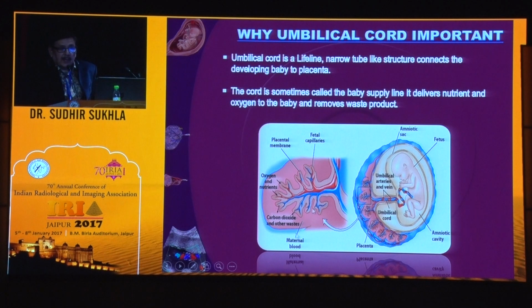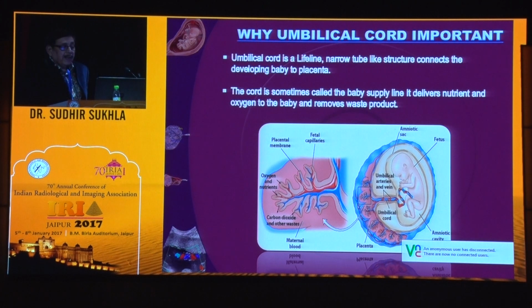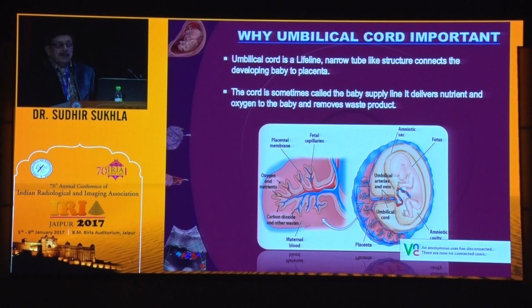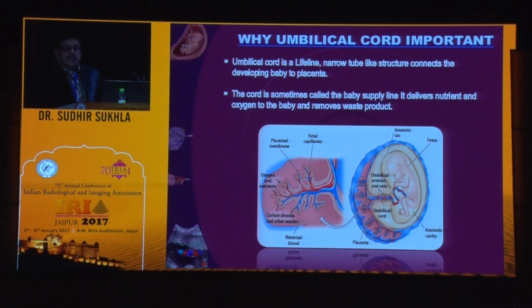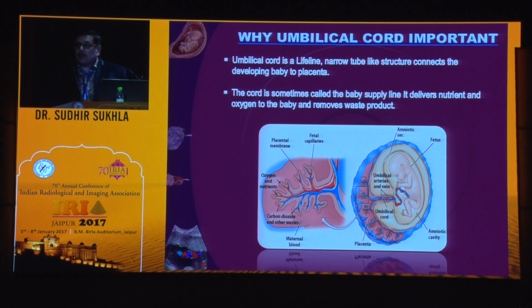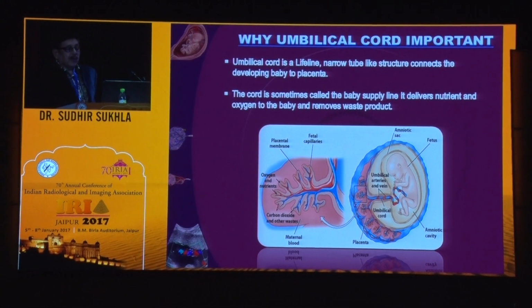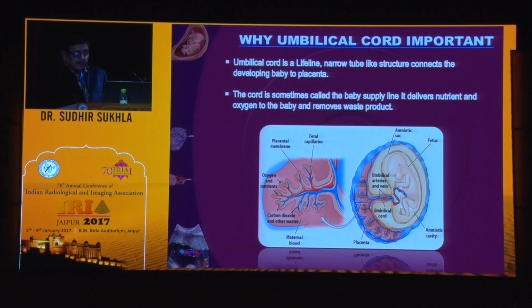Why is the umbilical cord important? The umbilical cord is a lifeline, a narrow tube-like structure that connects the developing baby to the placenta. It is also known as a supply line because it supplies nutrients and oxygen to the baby and removes waste products.